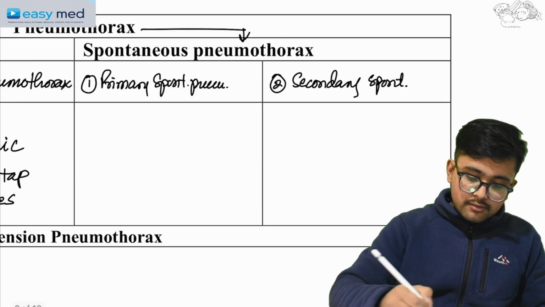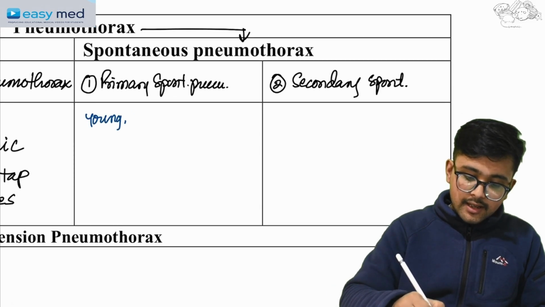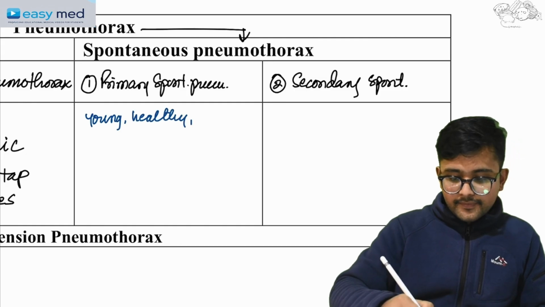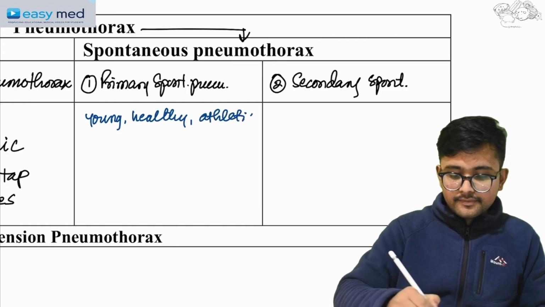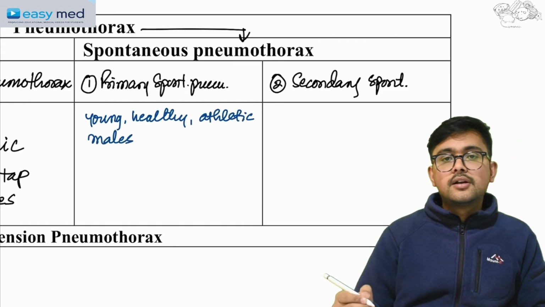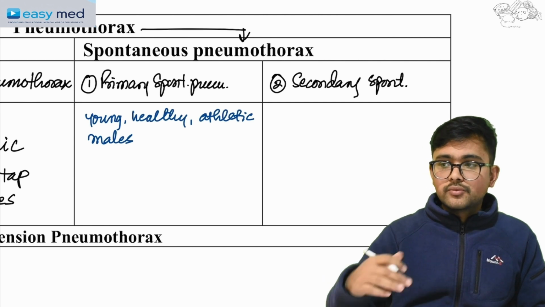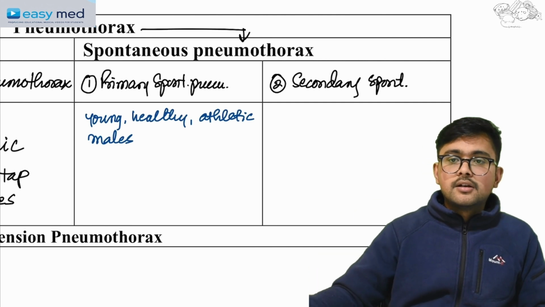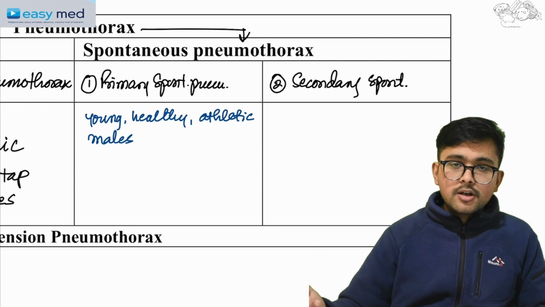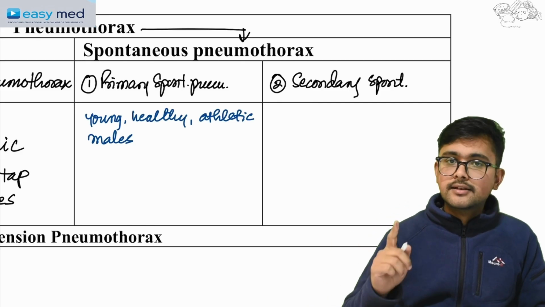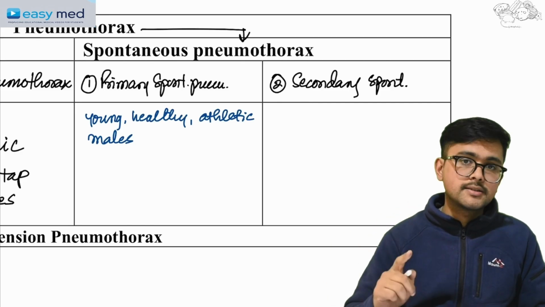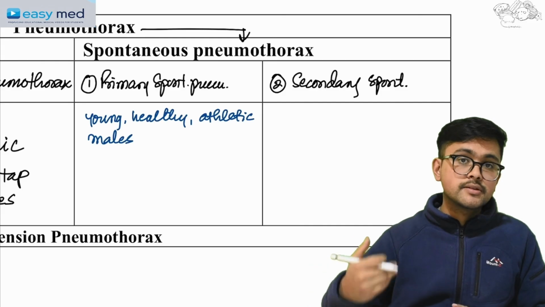In a typically young, healthy, athletic male, in the questions, I think they give you a scenario of a male who is in his adolescent age, is a basketball player, and develops sudden onset of pleuritic kind of chest pain followed by breathlessness. That is the sequence with which questions will come to you.